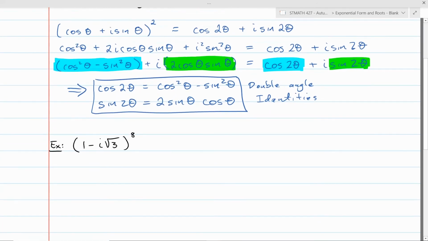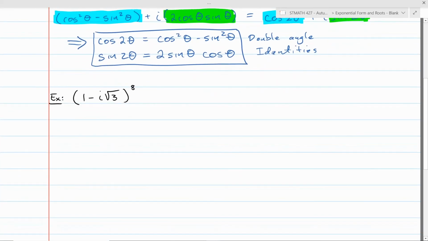Okay, in the next example, I have this complex number and I'd like to raise it to the 8th power. But man, I don't want to do it while that number is in rectangular form, because look at it. Yuck. I do not want to raise something to the 8th power. That means I've got to multiply that thing out 8 times, and I'm just not going to do it. But if I convert it to exponential form, it's quite easy.